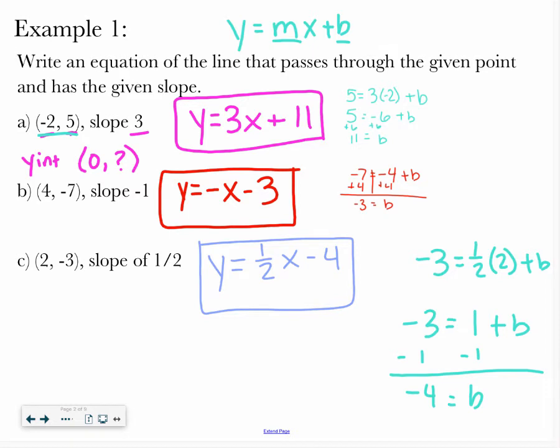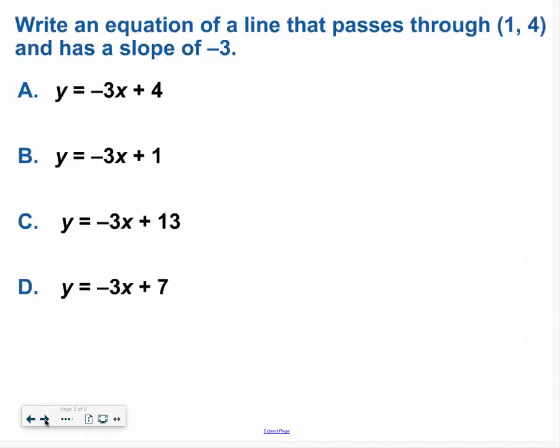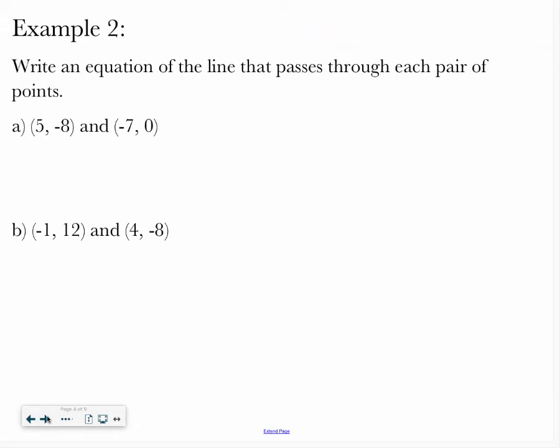Okay? Go ahead and try to solve this one on your own and see how you do. Hopefully you determined that our equation is y equals negative 3x plus 7. If not, be sure to ask for some help.